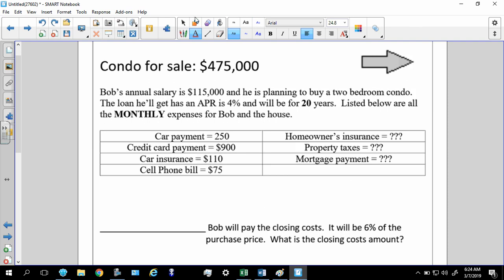It'll be 6%. Well, the closing cost, the cost of the condo is $475,000. So I'm going to do 475,000 times 0.06. When I do that, I get an answer of $28,500.